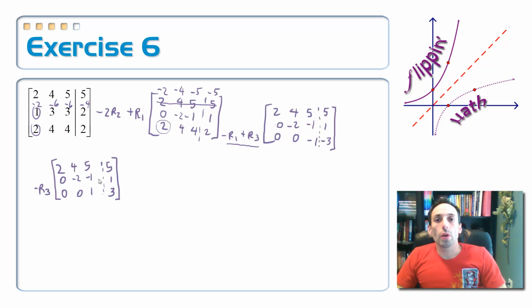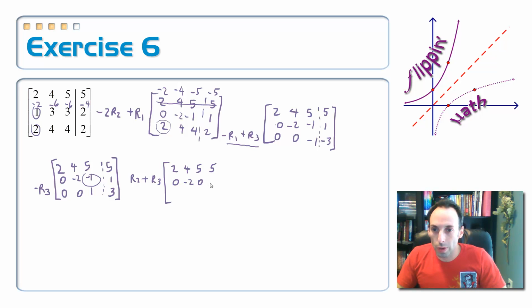Now what I have to get rid of is this -1. I can only use the bottom equation to do it. Those two are already opposite, so I'm just going to add row 2 plus row 3 in order to replace row 2. Top stays the same, 2, 4, 5, 5. New middle row is going to be a 0, a -2, 0, and 4. And then bottom stays the same, 0, 0, 1, 3.